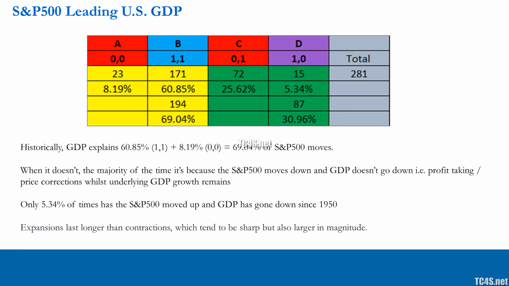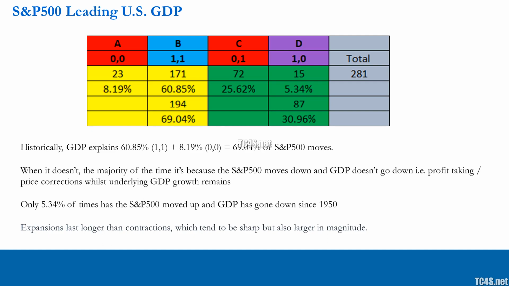And what we find is this. Historically, GDP explains 60.85%, which is the 1-1 scenario, plus the 0-0 situation, 8.19%. Historically, GDP explains 69.04% of S&P 500 moves. This is essentially when they move in the same direction.